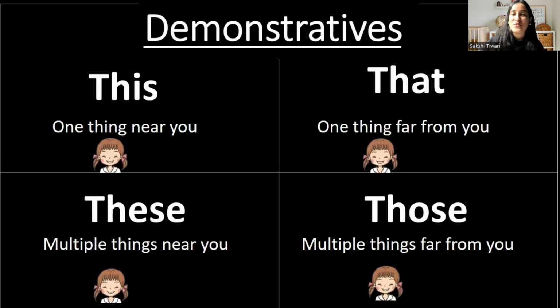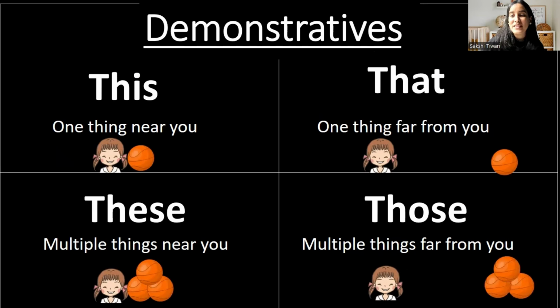So that is how we use this, that, these, those. This, when one thing is near to you. So this is a ball. Now what about this one? That is a ball. One thing, but it is far from me. This one, multiple things, which are near to me. So these are balls, and multiple things which are far from me, those are balls. Easy to understand, right? So we call these demonstratives because they show where something is, here or there, right?